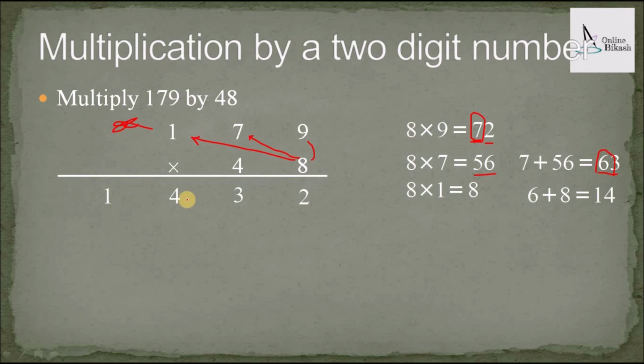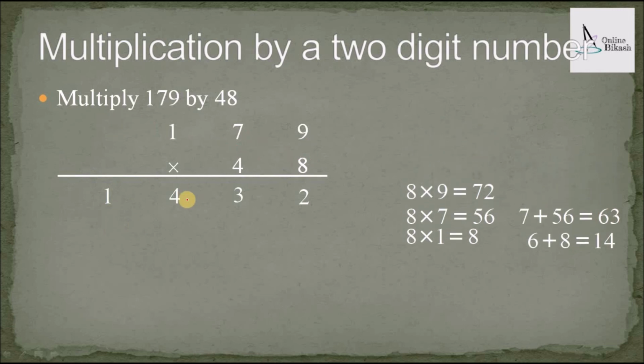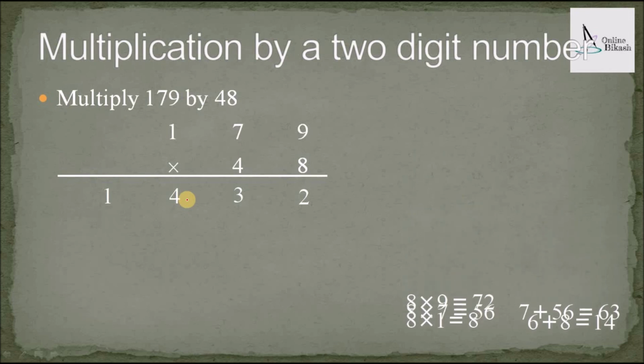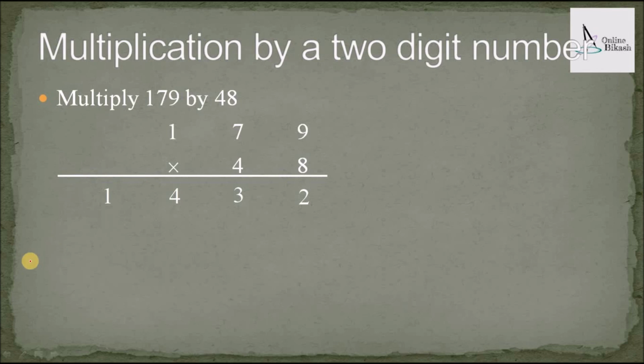After that, these things will go down. Now we'll have to move. We'll have to move from this 8 to this 4. Now with this 4 we'll multiply this 179. With this 4 we'll multiply this 9, then we'll multiply this 7, then we'll multiply this 1. Okay, so let us see.